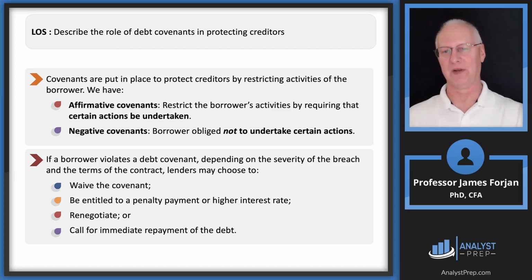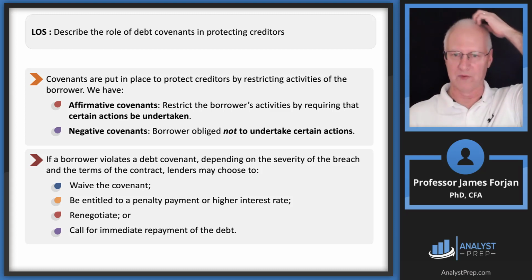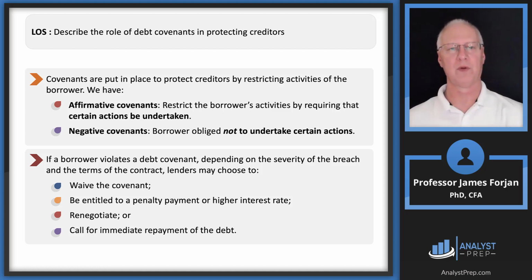And then negative covenants are just the opposite. You are not allowed to do things. So, dear Jim, you're not allowed to buy a helicopter. Dear Jim, you're not allowed to make a dividend payment. Dear Jim, you're not allowed to call some junior debt out there or subordinated debt. Dear Jim, you're not allowed to make a dividend payment unless all these ratios are met. So this is kind of a general LOS here in this reading. So just remember the difference between positivity and negativity there.